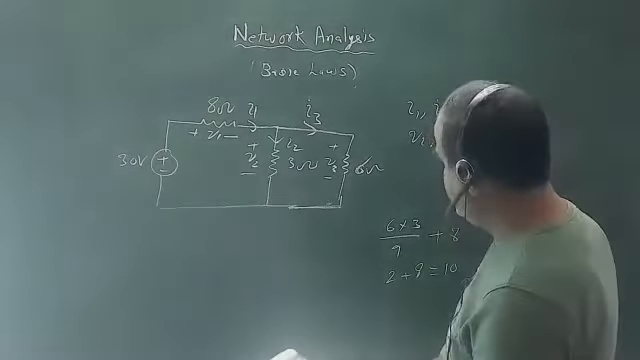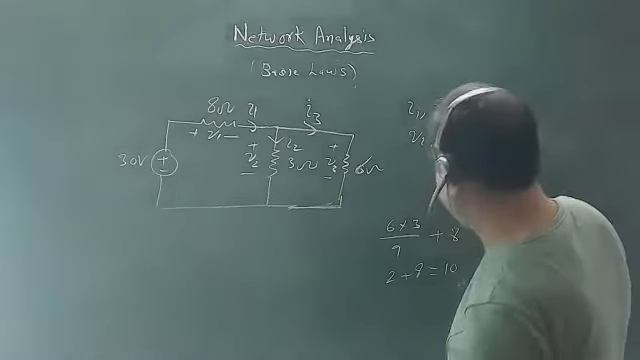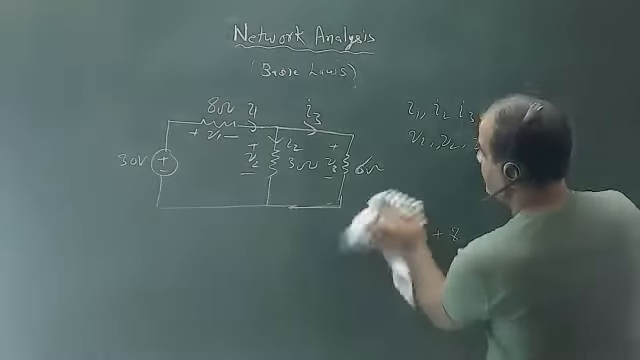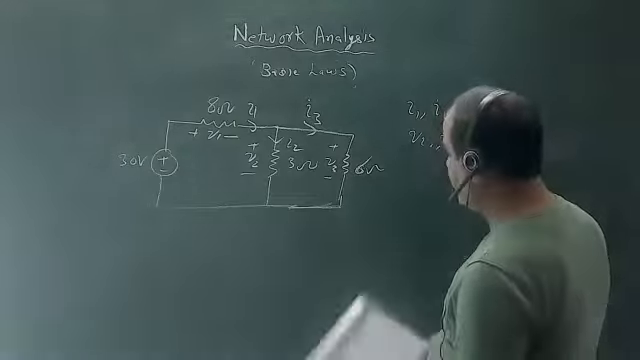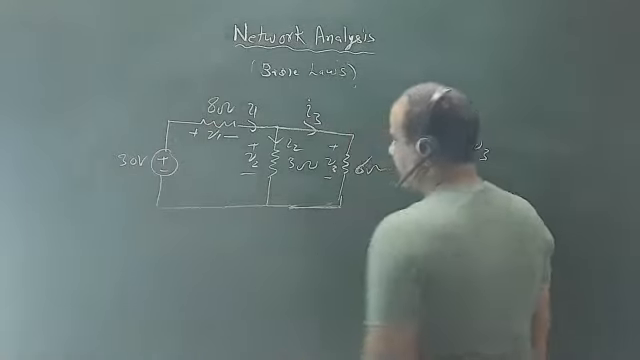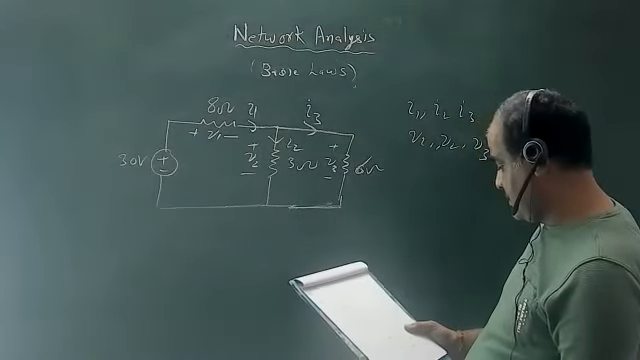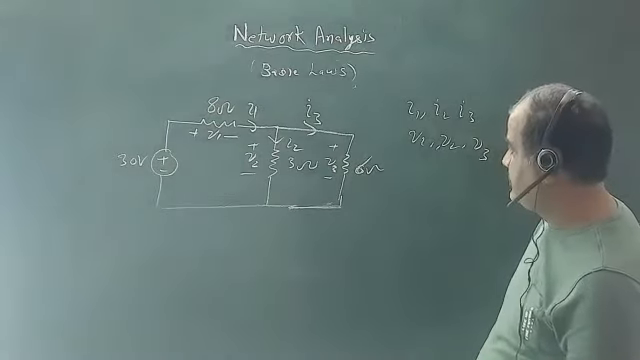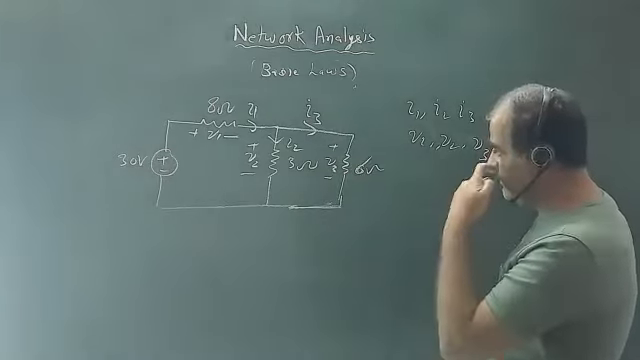Sir, I1 is 3, right? I1 is 3 ampere, correct. So you can apply KCL now, and you can do it with KVL. I3 is 1, correct. And I2 is 2, correct. Okay, so you have calculated directly. Please try to calculate with KCL and KVL also.